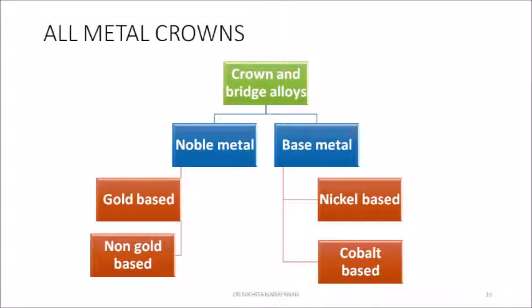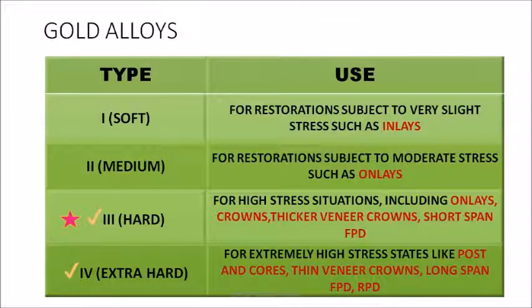The alloys used for all metal crowns are noble metal alloys as well as base metal alloys. So the noble metal alloys include gold and non-gold based alloys, and base metal alloys are nickel based and cobalt based alloys. Among this, gold based alloys are more commonly used. Gold alloys are mainly classified into 4 types based on the hardness. Type 1 being soft, type 2 is medium, type 3 is hard, and type 4 is extra hard.